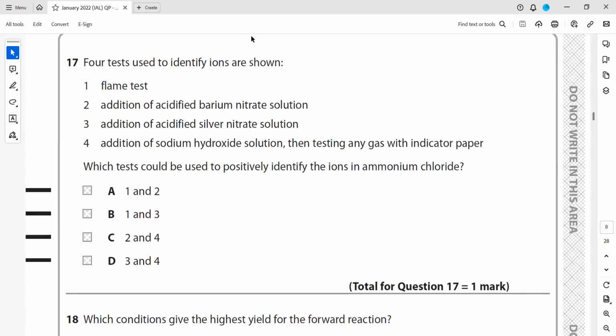4 tests were used to identify the ions: a flame test, adding acidified barium nitrate, silver nitrate, and sodium hydroxide. Which test could be used for positive ions? Acidified barium nitrate is a test for sulfate ion. Acidified silver nitrate is a test for halides: chloride, bromide, or iodide. Flame test is for the positive ions, and adding sodium hydroxide is also for positive ions.